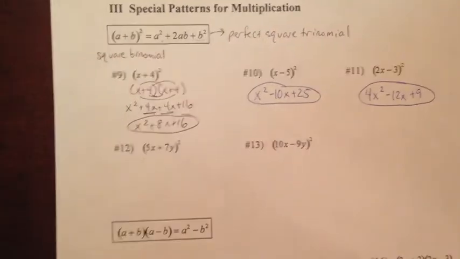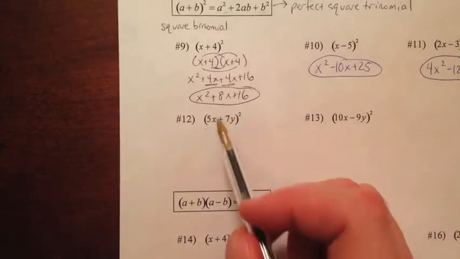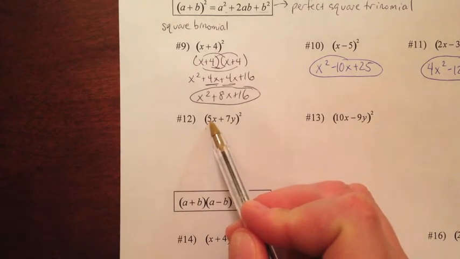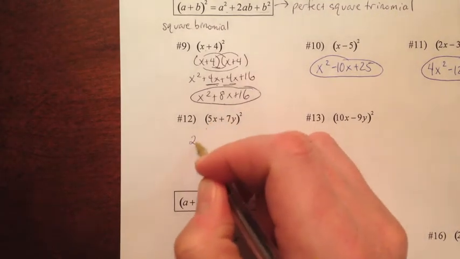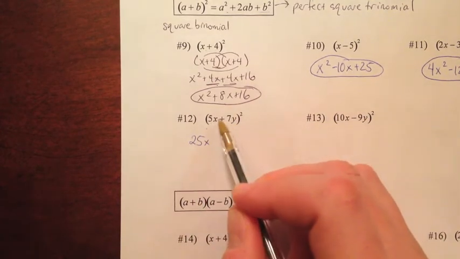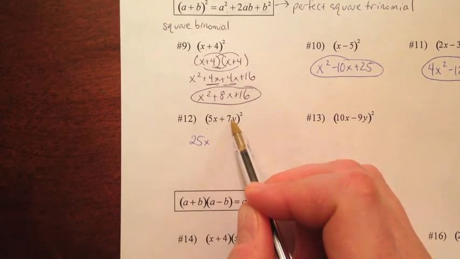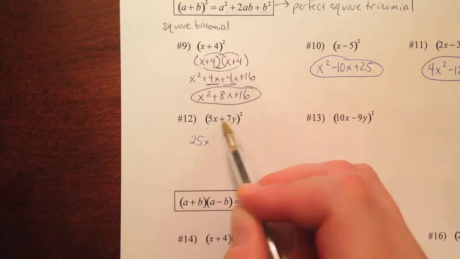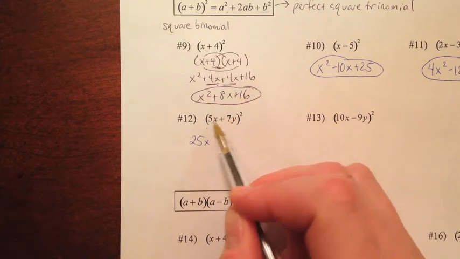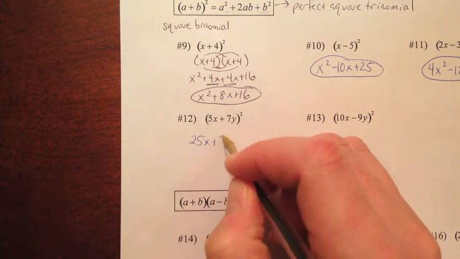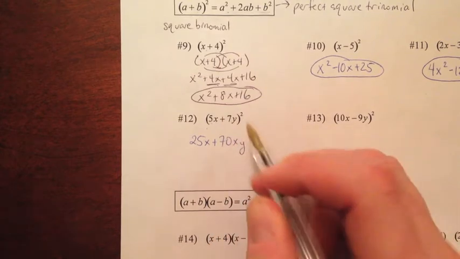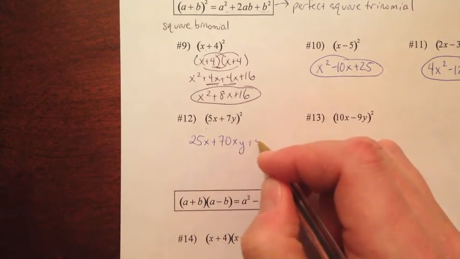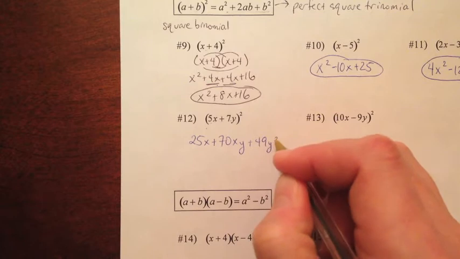Okay, so this is a nice pattern. You can just look at it and you've got the answer. For number 12, square the 5x, that's 25x squared. Now we're going to do 5x times 7y. We're going to do it twice. So 5 times 7 is 35xy. 35 times 2 is 70xy. And then 7y squared is 49y squared.